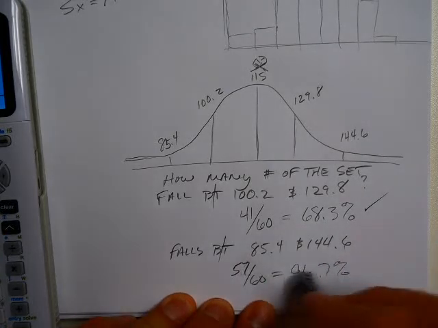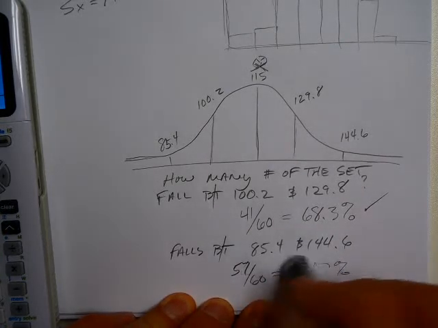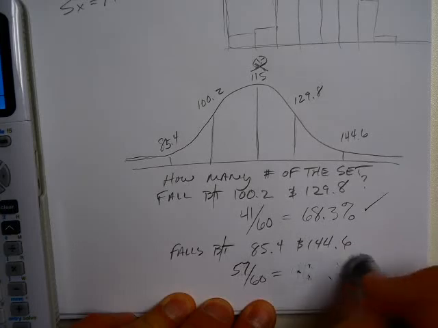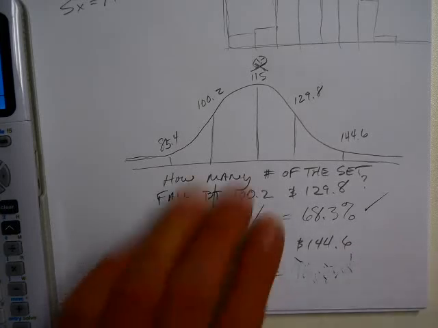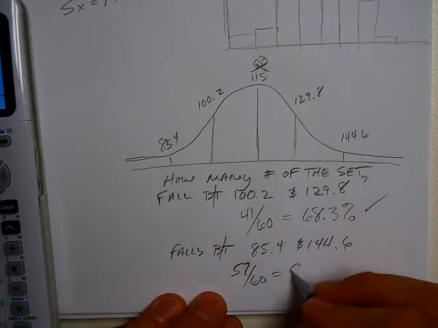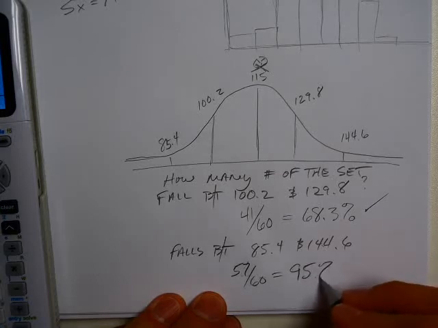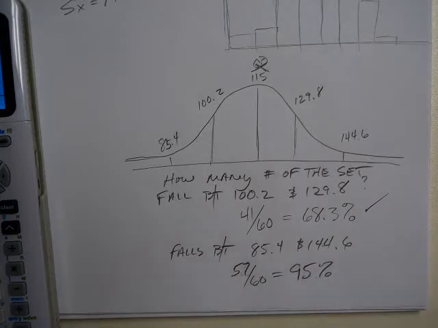And that is 95%, is it not? That would be 95%, 57 out of 60. Yeah. Okay.